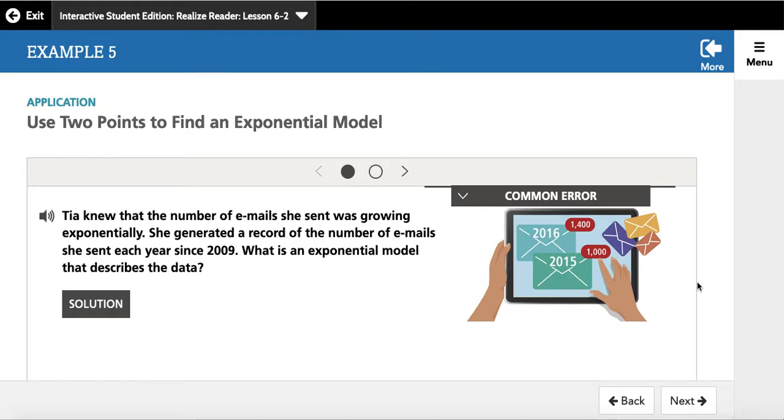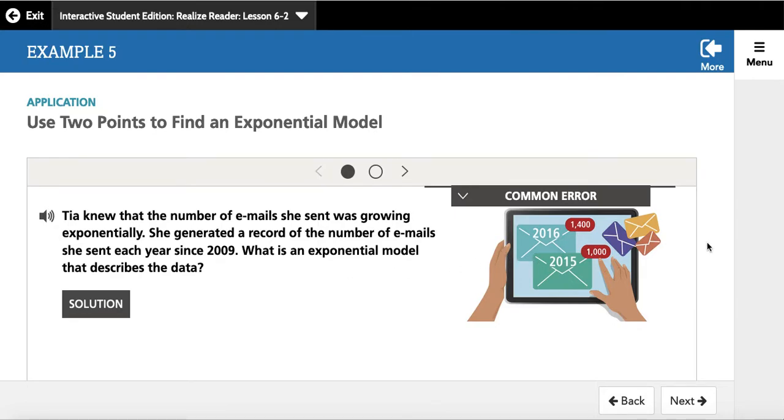Okay, Algebra 2 students, here's a video for example 5 of section 6.2. Use 2 points to find an exponential model. Tia knew that the number of emails she sent was growing exponentially. She generated a record of the number of emails she sent each year since 2009. What is an exponential model that describes this data?